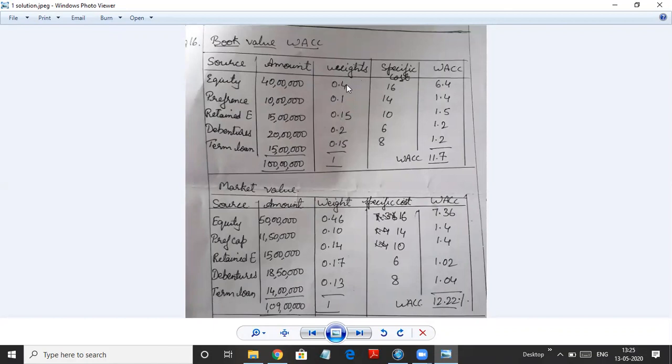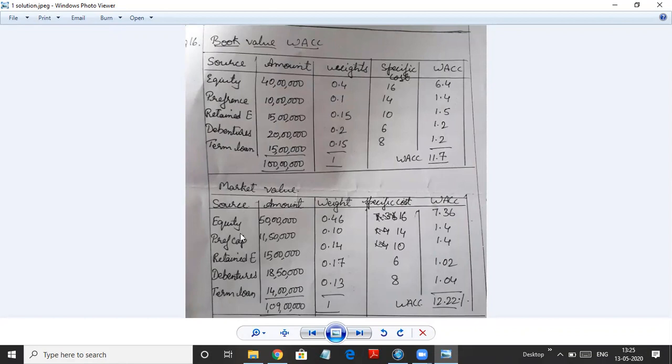So now you multiply the weightage with the specific cost to get the weighted average cost of capital. So 0.4 into 16, you get 6.4. 0.1 into 14, 1.4. 0.15 into 10, 1.5. So on, you multiply all and find the total. The total will be the weighted average cost of capital. This is for book value weights.